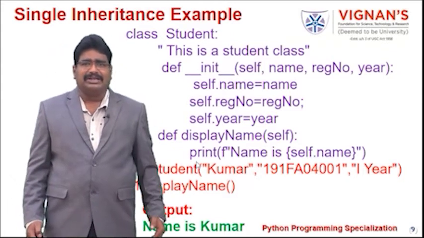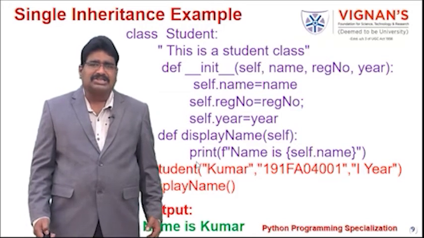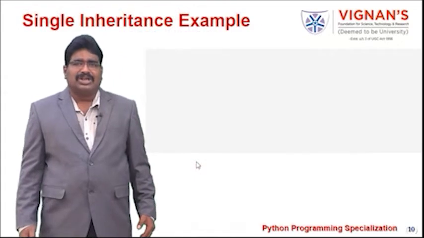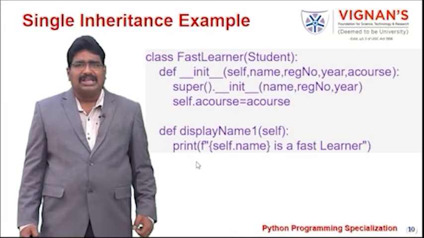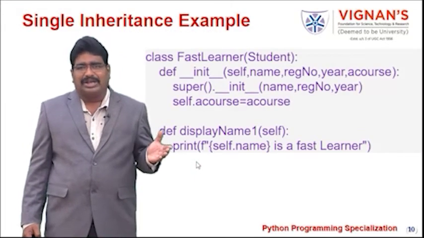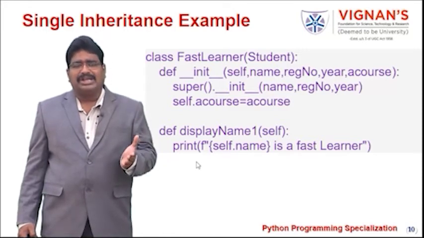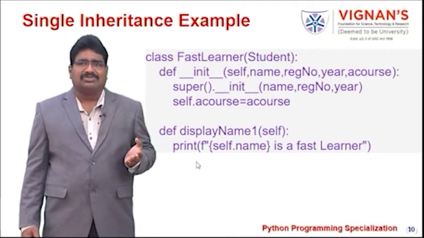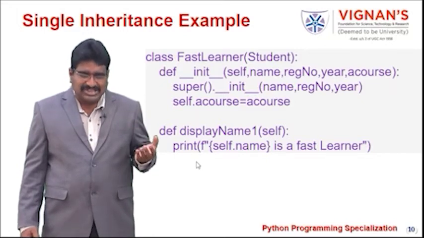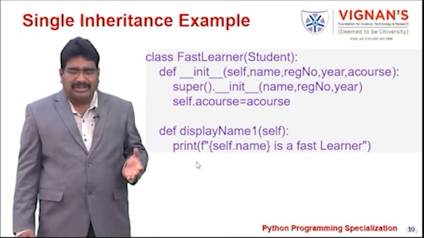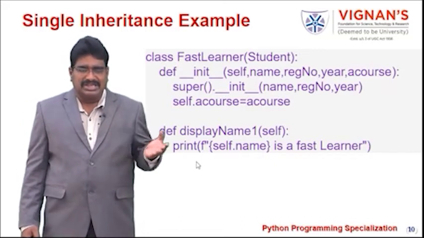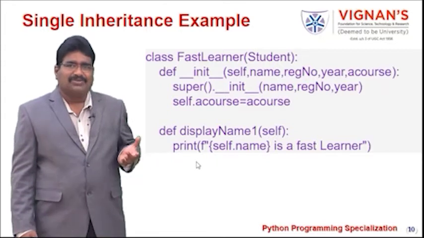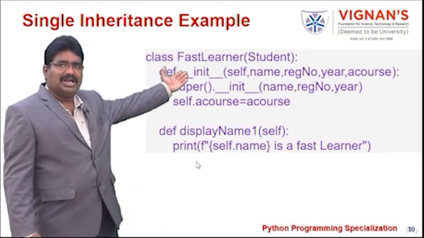Now our requirement is, from the student class, we want to define fast learner as a subclass. We assume that every fast learner also requires the name of the student and the register number of the student, and in addition, the year, which year he is studying. In addition to that, the fast learner registers for additional courses. In addition to the regular courses, he is interested in learning some additional courses to enhance his skills. For that reason, we define the class fast learner.